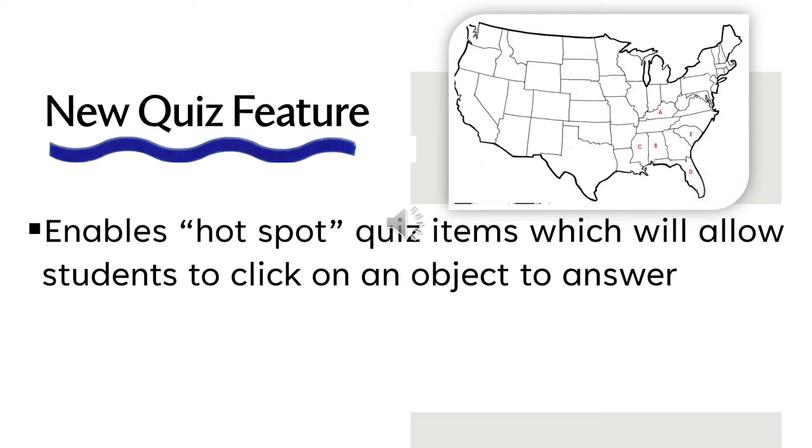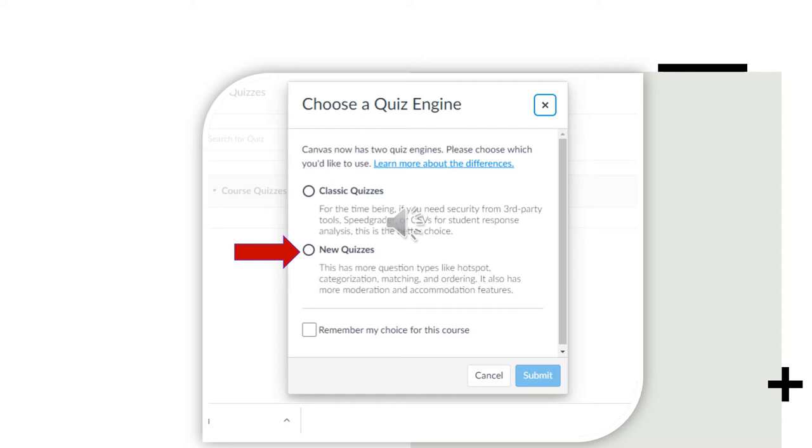First, you see that I selected quizzes from my dashboard when I'm in my Canvas course, and I was immediately given the option for classic or new quizzes. For today, I'm selecting new quizzes. I'm not going to ask Canvas to remember my choice because I always want to keep my options open. Once you make your selection here in the bubble, then select Submit in blue.